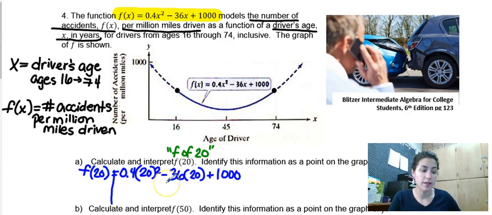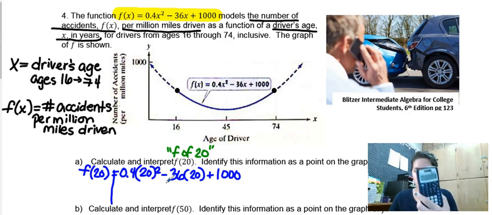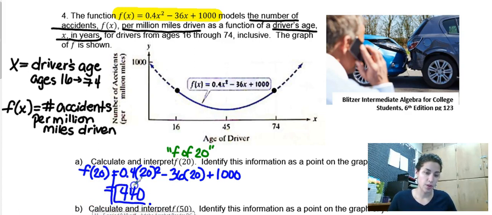And now we are going to get our calculators out. So if you do not have your calculator, please go get it. I'm going to get mine out, so that we can do this together, because this is where the calculator becomes very helpful. So we are going to type in 0.4 parenthesis 20 squared minus 36 parenthesis 20 plus 1,000 and hit enter. And when we do that, we get 440. So I can say f of 20 equals 440.